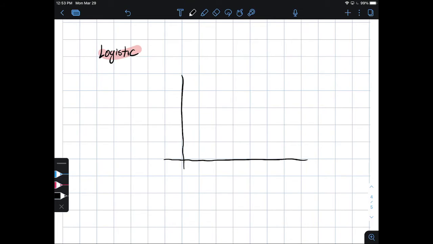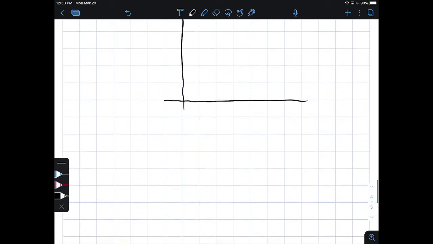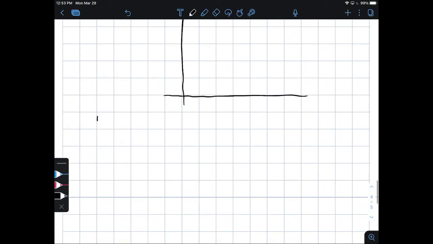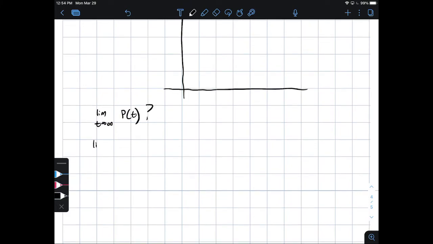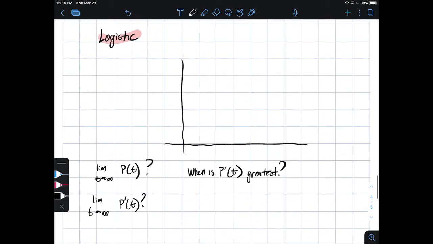Your answers to these questions are going to be one of 3 possible answers, and you have to determine which case it is. So, an answer we're probably going to be asked is the limit as t approaches infinity of P of t, so that would be our plain function. Then we're going to have the limit as t approaches infinity of P prime of t, which is our derivative as t approaches infinity. And also, when is P prime of t greatest? I feel like those are the main questions. So that's just what we're going to talk about now.